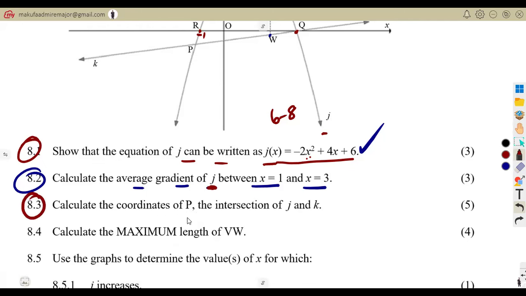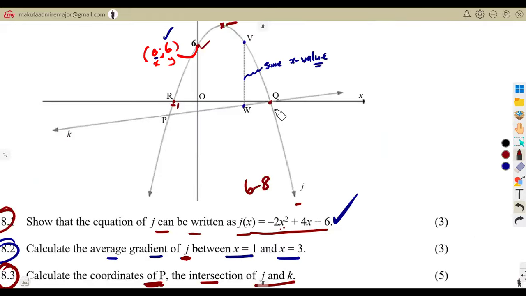All right, on question 8.3, calculate the coordinates of P, the intersection of J and K. So on the 3 that we had there, remember the other value was 3, 0.